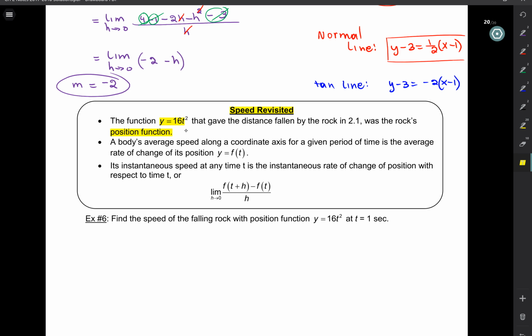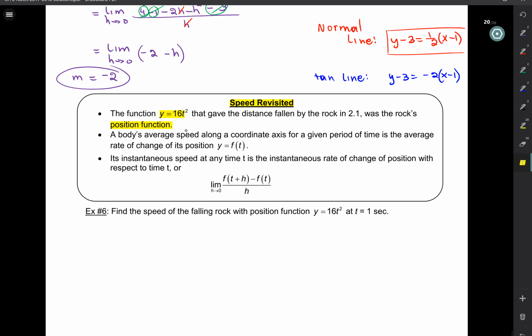All right. So back in 2.1, there was a rock that was freely falling. And we said that y equals 16t squared is the distance according to time. So for example, at t equals 0, the distance is 0. At t equals 1, it's 16 times 1. At t equals 2, it's 16 times 2 squared, and so on. So you know the distance.